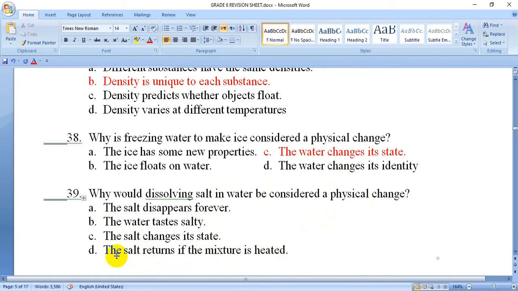Yes, you can return back the salt. If you boil the water, it will evaporate, leaving only the salt at the bottom, so the salt returns if the mixture is heated. So we will choose letter D. So now we have finished the questions that we skipped last time, and we will continue from question 61. Let's go now to question 61.